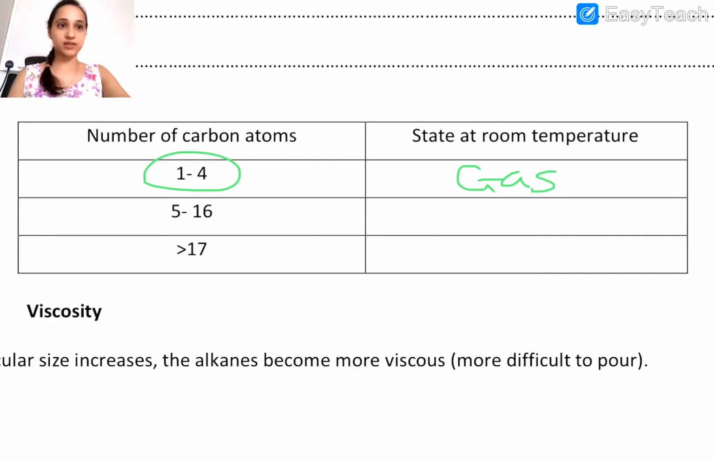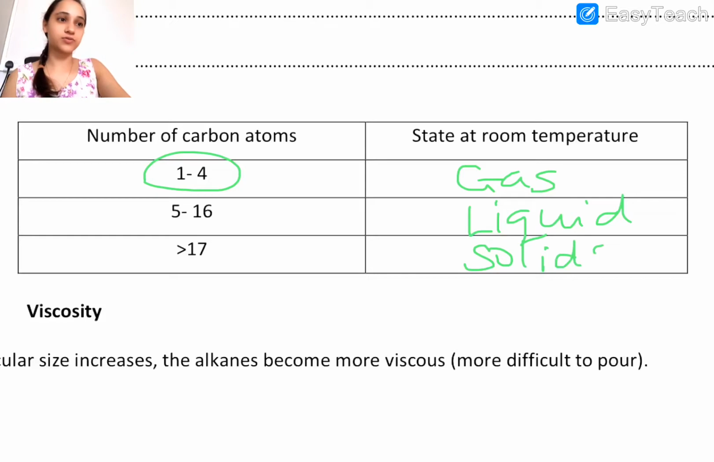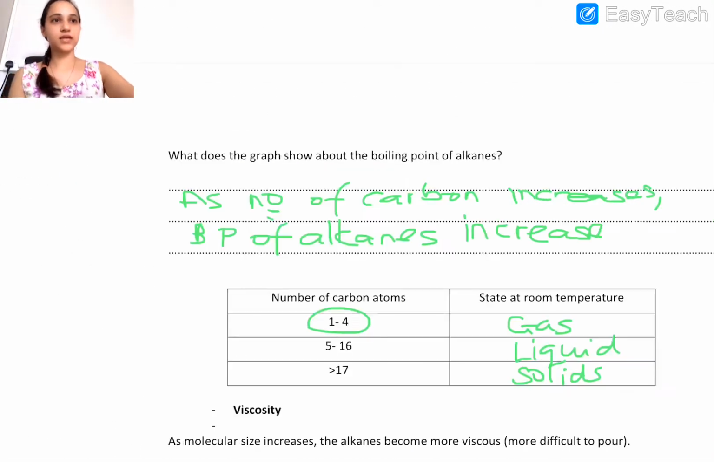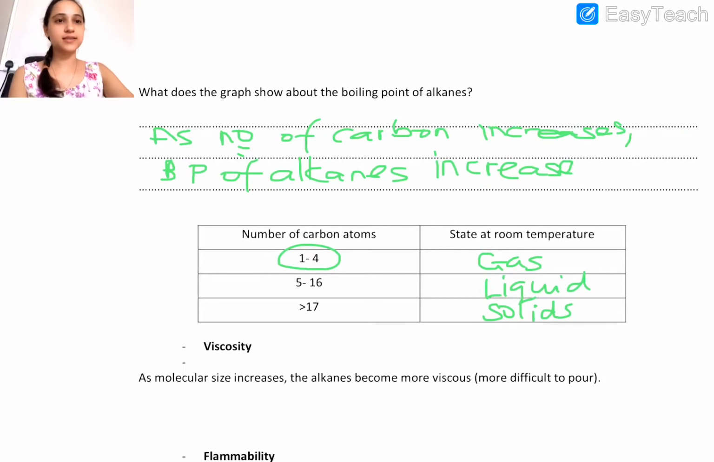From 5 to 16, they are liquids at room temperature. And from 17 upwards, they are solids at room temperature. Depending on the boiling point, because the boiling point keeps on increasing. So these are the answers.